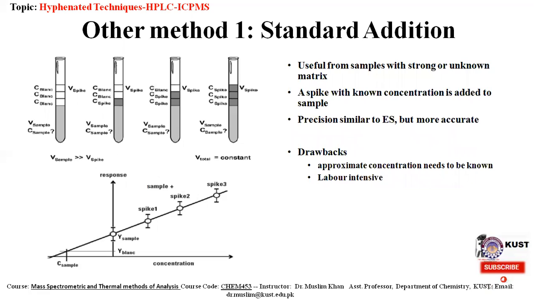Standard addition method, one of the useful methods for samples with a strong or unknown matrix. So what we do, this sample, volume of sample and concentration of sample, a spike with a known concentration is added to the sample. Precision similar to external calibration, but more accurate. The drawback is that approximate concentration needs to be known. It is very labor intensive. So we also spike. Then when this calibration curve is reached, it is on the negative side of this one. We measure the concentration of the sample here by this standard addition method.